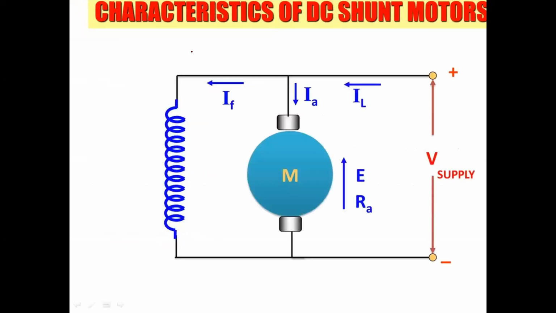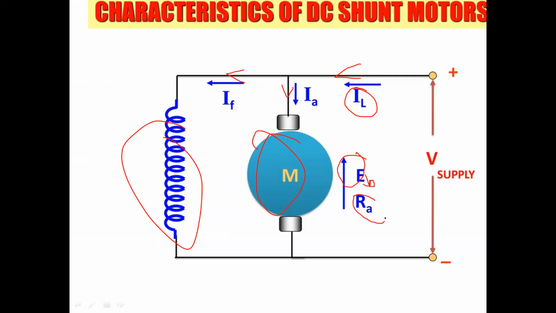So first we consider the shunt motor. This is the armature and this is the field winding. Both are connected in parallel in the shunt motor. This is the current taken by the motor, represented with IL, the load current. In some cases it is represented with I. So this is the current taken by the motor, the armature current, the field current. And this is the back EMF.